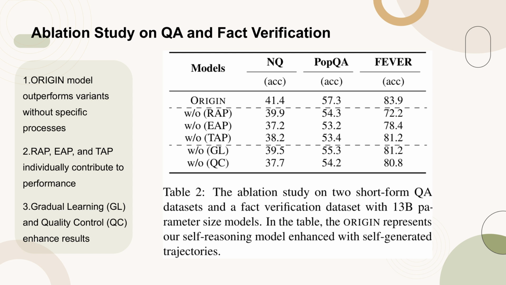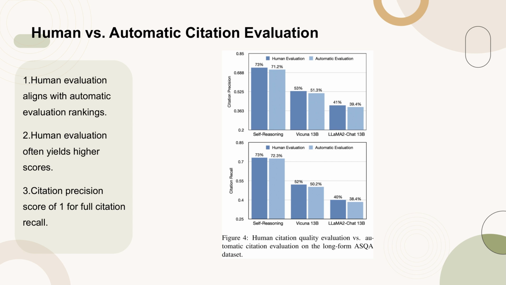Figure 4 illustrates the comparison between human citation quality evaluation and automatic citation evaluation on the long-form ASQA dataset. The key observations include the alignment of relative rankings by both human and automatic evaluations, with human evaluation frequently resulting in higher scores. Additionally, a citation precision score of 1 is awarded when the citation fully supports the statement, as determined by human annotators.